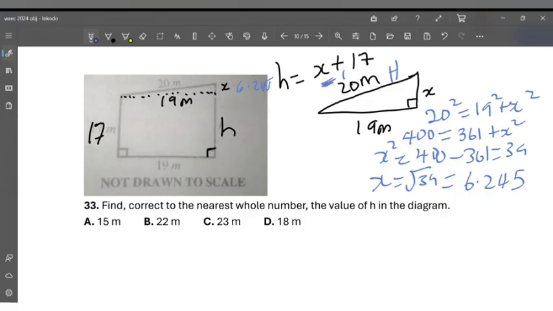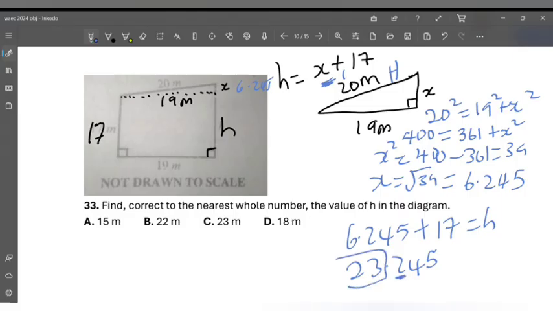So 6.245 plus the original 17 will give me my height, which is equal to 23.245. So to the nearest whole number, this is not up to 5, so it's just 23 meters, which is option C.